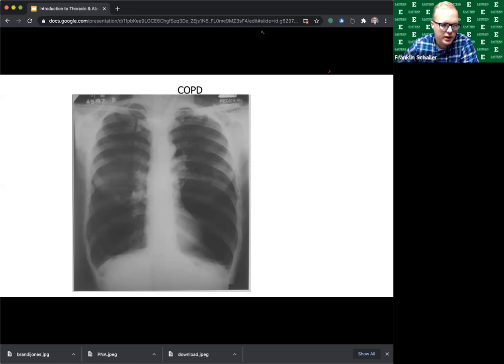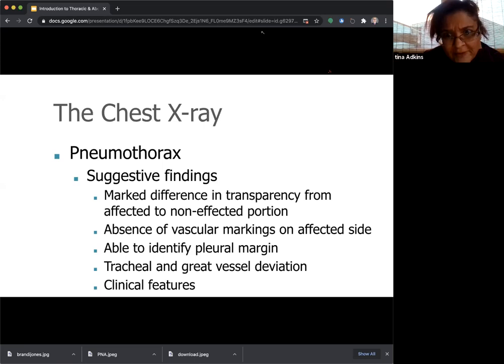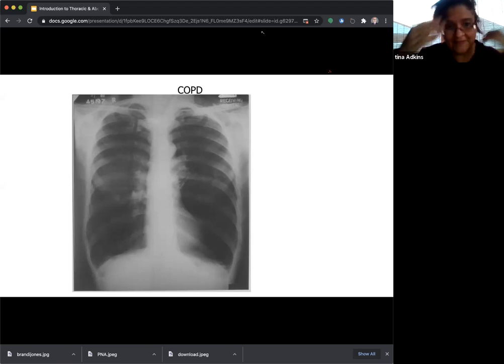May I ask a question? Yes, are we allowed to ask a question? Okay. Yeah, please. On that, when I'm looking at that, the lungs look long to me compared to somebody else. Is that they just look longer? I don't know how to explain it.